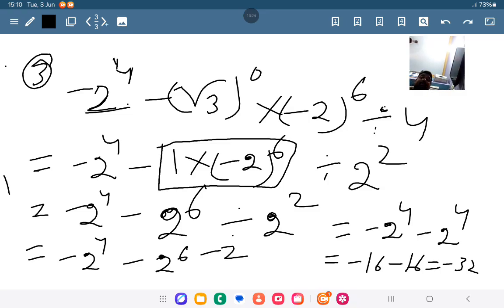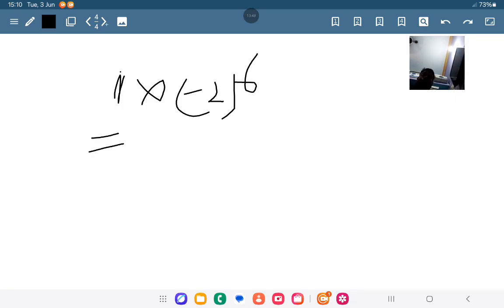Sir, how is it? Sir, you have written 1 into minus 2 to the power 6 is equal to 2 to the power 6. Okay. Just I am going to explain it. 1 into here is minus 2 to the power 6. Now it is minus 2 to the power 6. Clear? Here I have multiplied 1 with minus 2 to the power 6. So it will be simply minus 2 to the power 6.